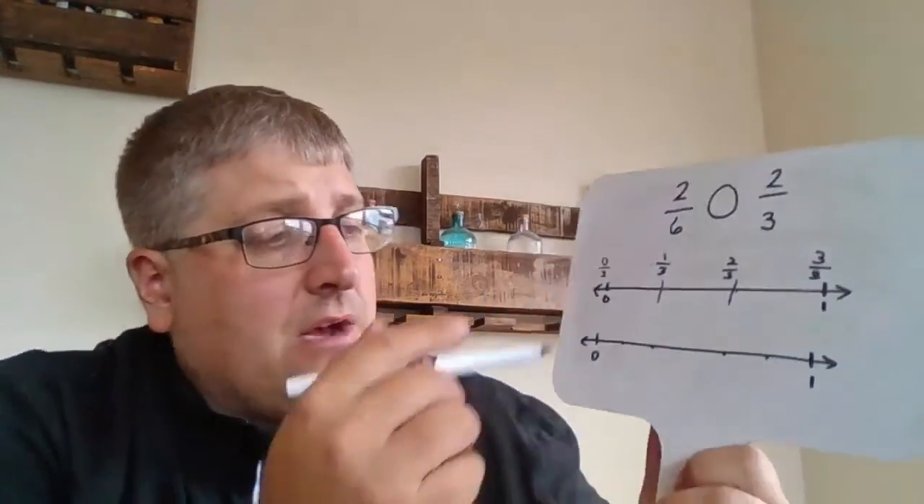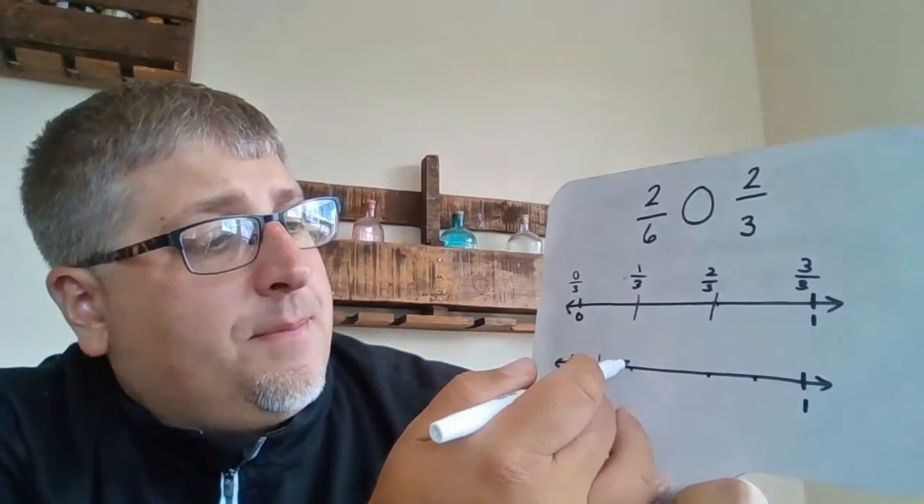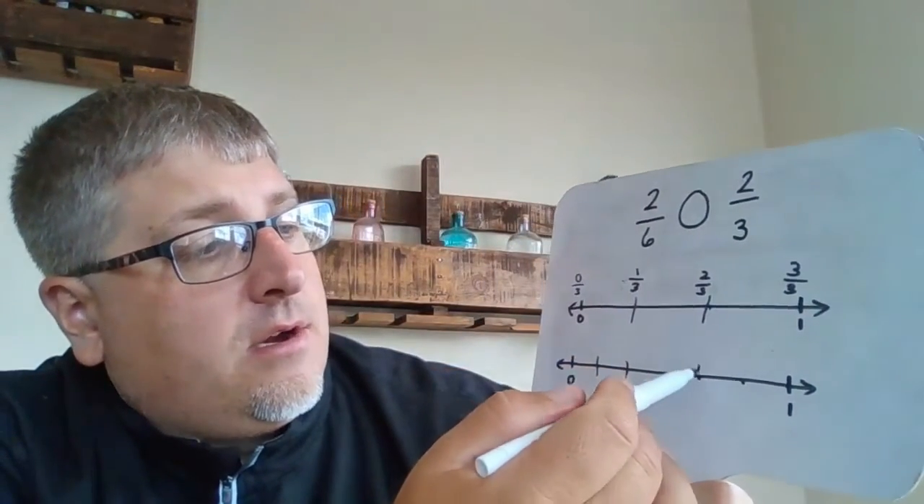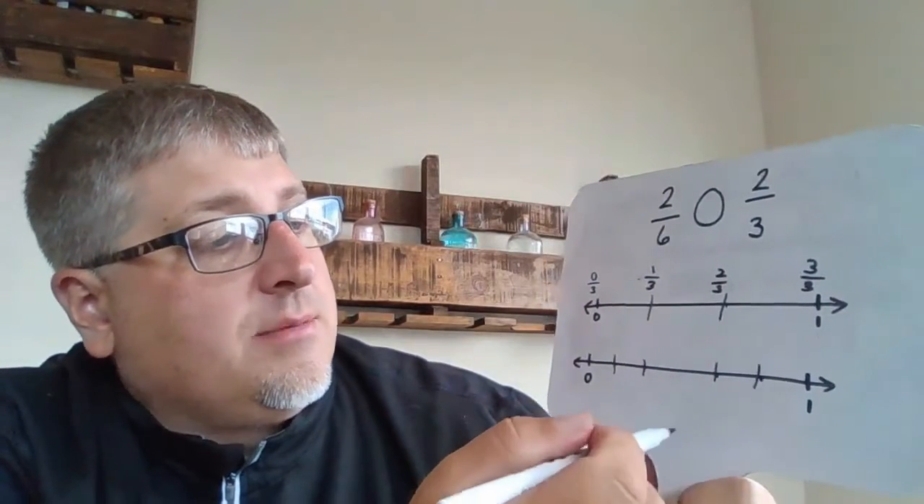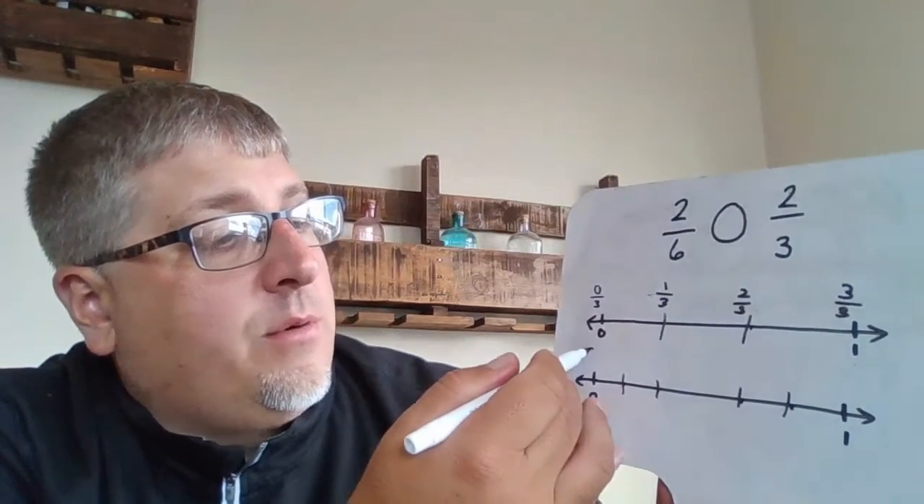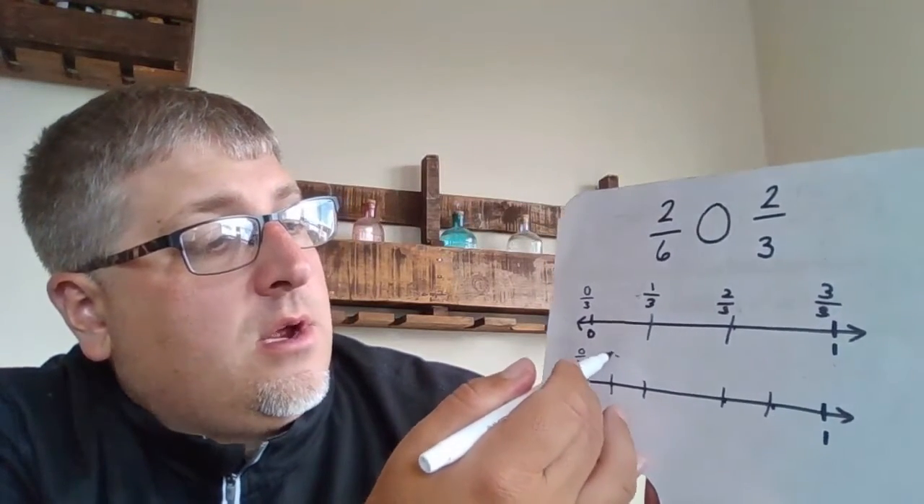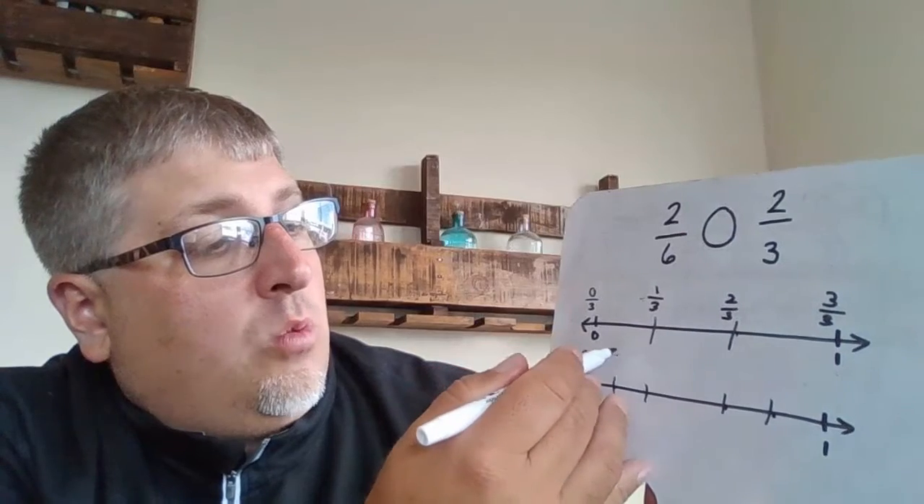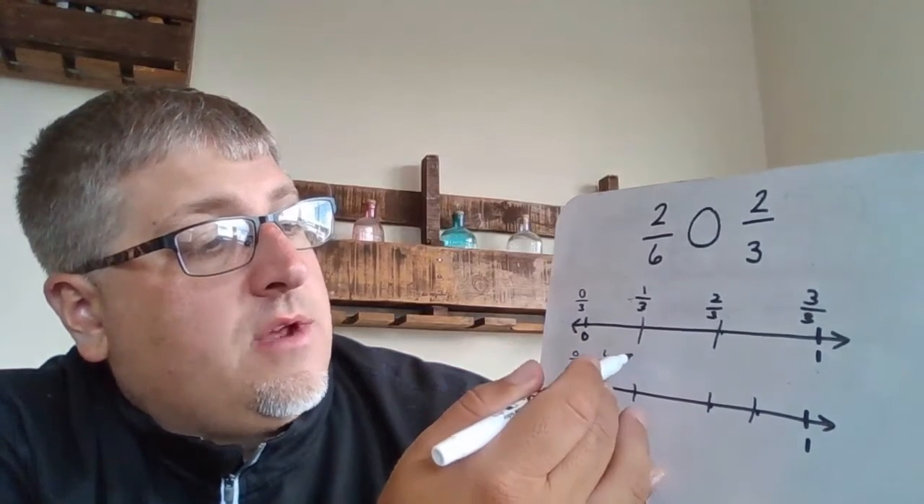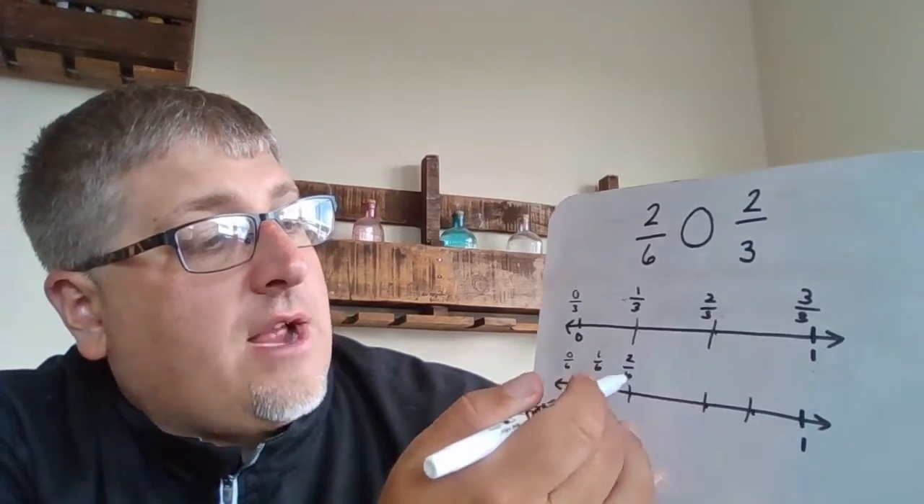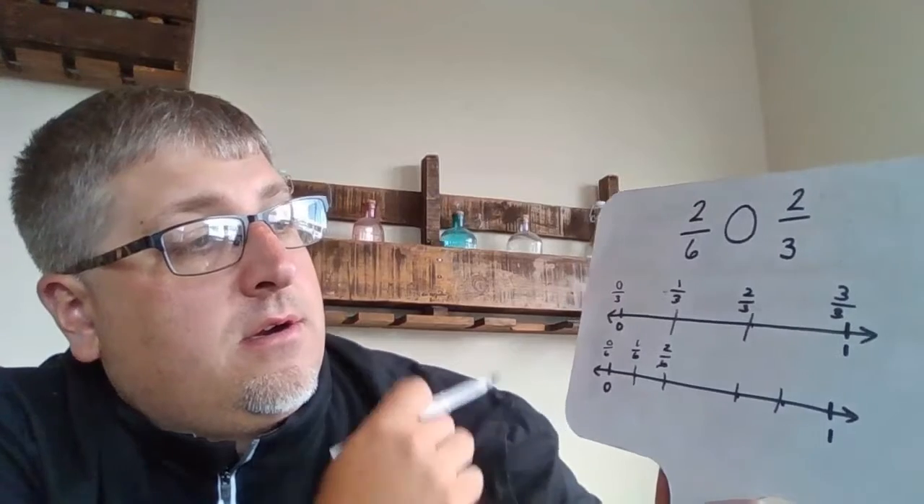Perfect. Now let's break this up into sixths over here. You're going to see some equivalent fractions here. So we know right here we got 0 over 6. We have 1 over 6. We have 2 over 6. There's an equivalent fraction for you right there.